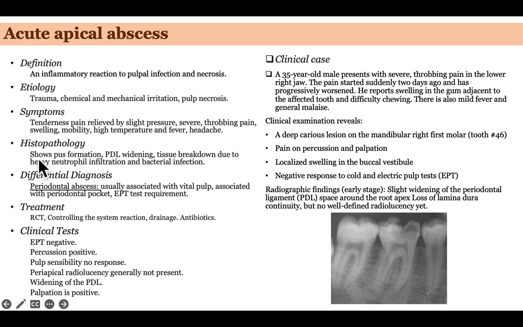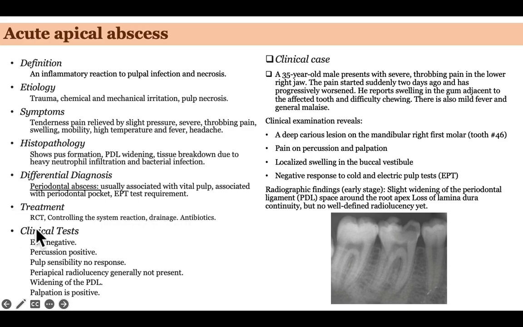For histopathology, as you can see, we have widening of the PDL and as well we have pus. And also, because of the bacterial infection and neutrophil infiltration, we can have tissue breakdown. For differential diagnosis, we have periodontal abscess. We can diagnose periodontal abscess with the location of the abscess, and it's usually associated with vital pulp and a periodontal pocket as well. So the EPT test is a requirement.